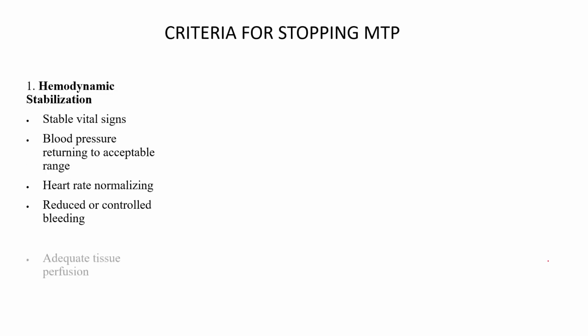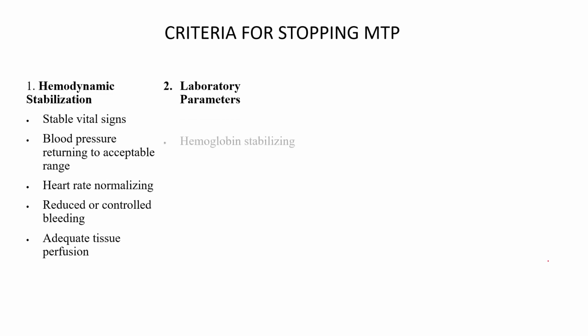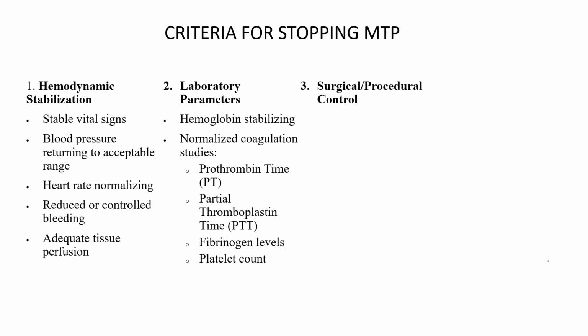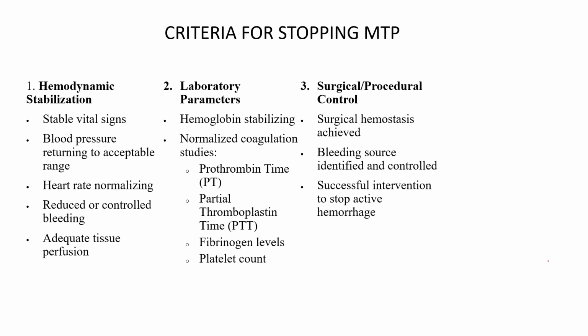Hemodynamic stabilization: your vitals, your blood pressure, your heart rate, your signs of end organ perfusion would have improved. Laboratory parameters like PT/INR and hemoglobin would have stabilized. Any damage control surgery which was necessary at that particular time should have been achieved. That is, any emergent indication for arresting the bleed, the surgical procedure should have been done. Later on, you can do a definitive procedure. Damage control intervention should have taken place.